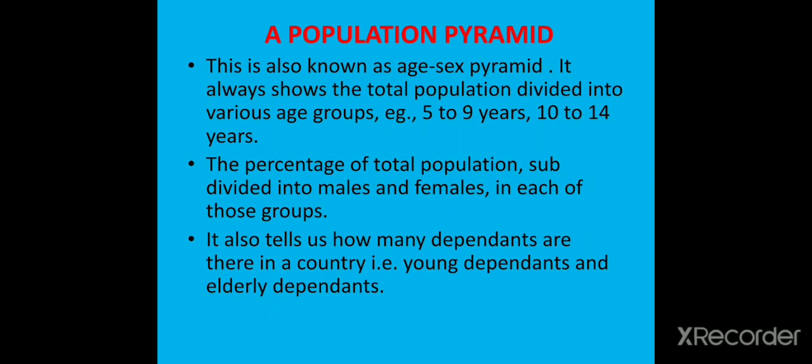A population pyramid. This is also known as the age-sex pyramid. It always shows the total population divided into various age groups, for example, 5 to 9 years, 10 to 14 years. The percentage of total population is subdivided into males and females in each of those groups. It also tells us how many dependents there are in a country, that is, young dependents and elderly dependents.